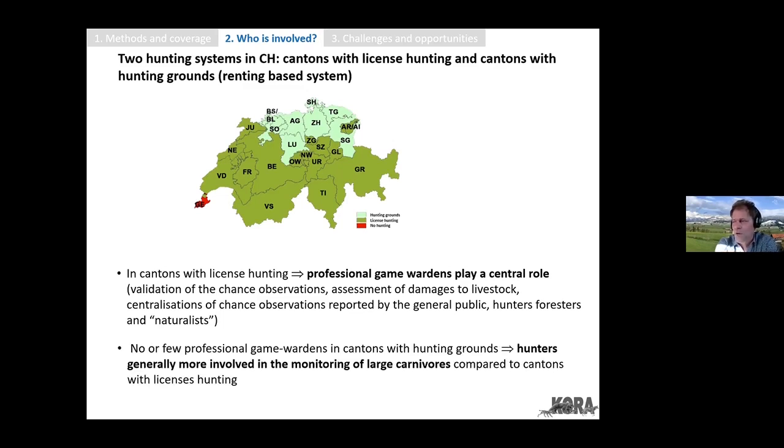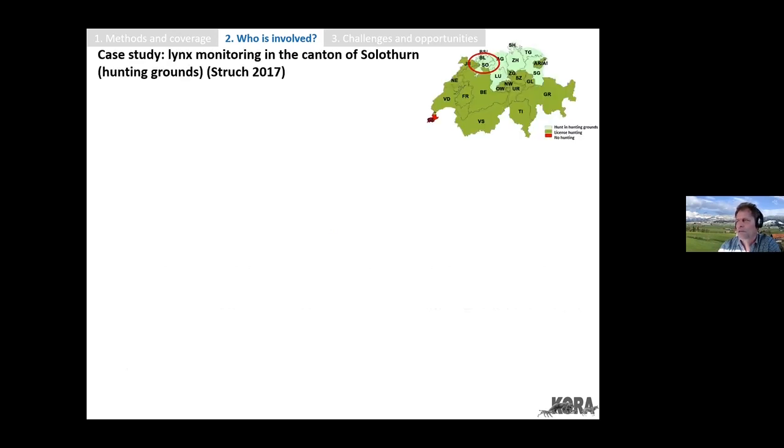Whereas in the cantons with hunting grounds, there are no or few professional game wardens. And there, of course, the hunters generally are more involved in the monitoring of large carnivores. I would like to give you an example, a case study that was conducted in the canton of Solothurn, where hunters have been really involved in the monitoring since 2007, or even previously in 2003, when we built up a monitoring network there.